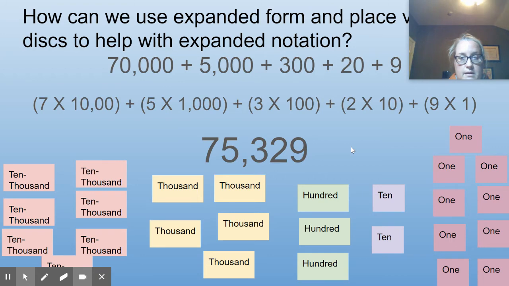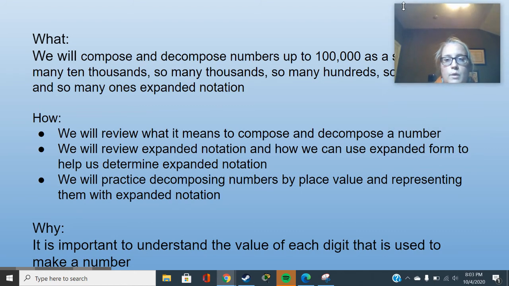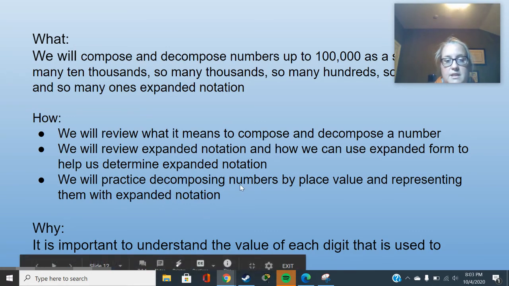So let's review what we talked about today. Today we worked on composing and decomposing numbers up to 100,000 as a sum of so many 10,000s, so many thousands, so many hundreds, so many tens, and so many ones using expanded notation. We also used expanded form and place value discs. How did we do this? Well, we reviewed what it means to compose and decompose a number with our vocabulary. We reviewed expanded notation and how we can use expanded form to help us determine expanded notation. And we also practiced decomposing numbers by place value and representing them with expanded notation and place value discs.